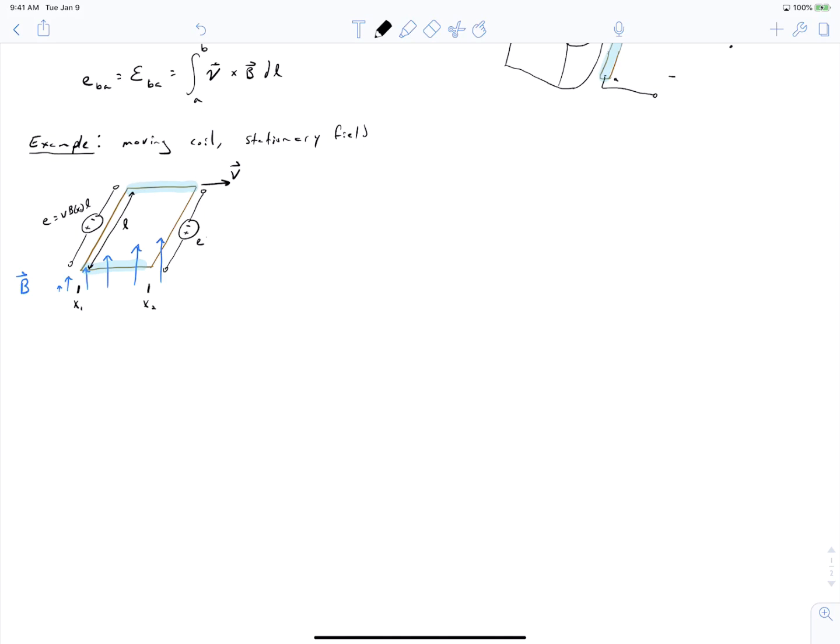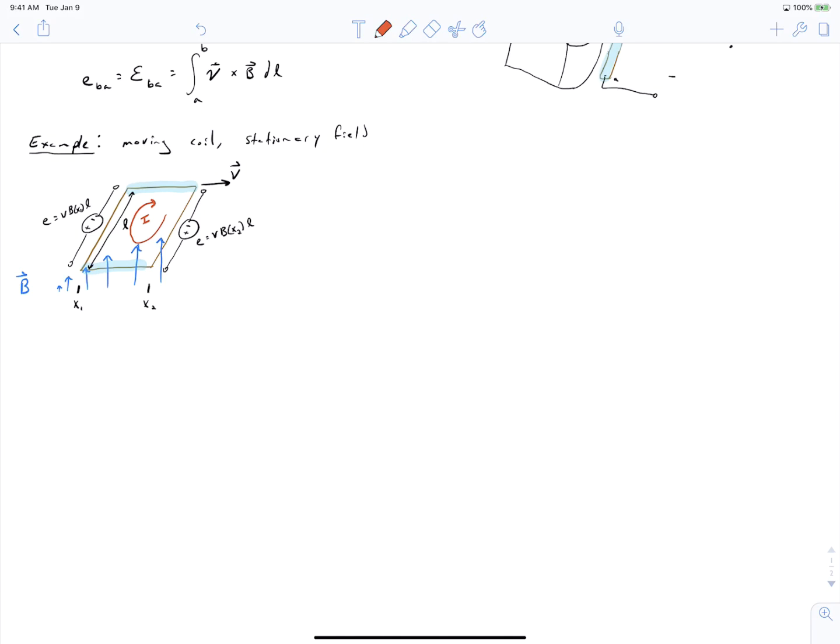And now we have a back EMF of the same expression, but B is evaluated at x2. And so we can see that B of x2 is greater than B of x1, and that is going to cause a current to take this path here. We have a net EMF forcing the current to flow clockwise.